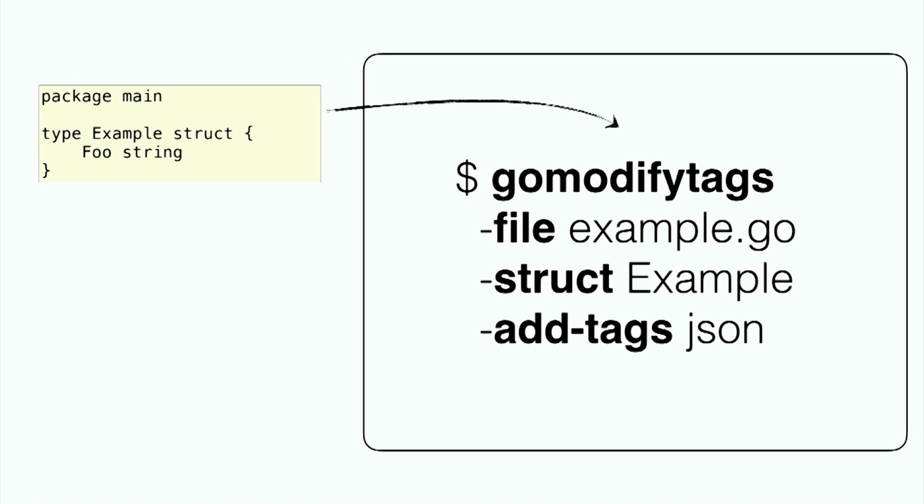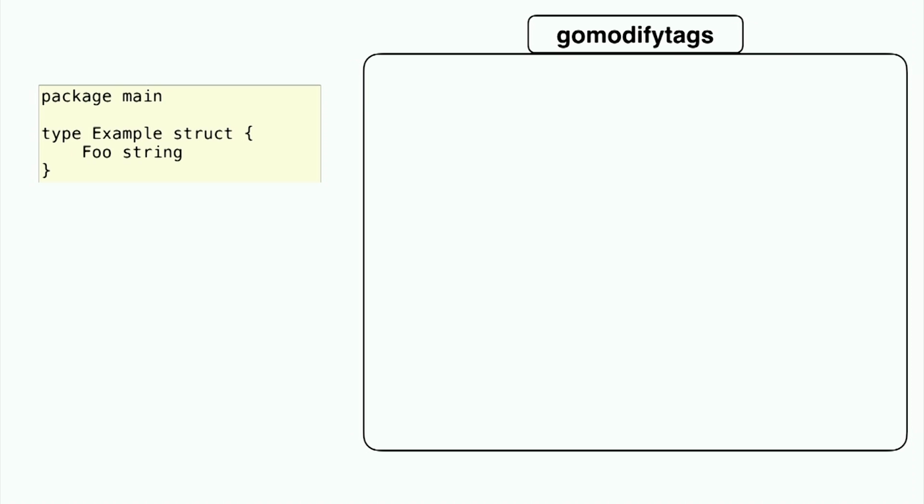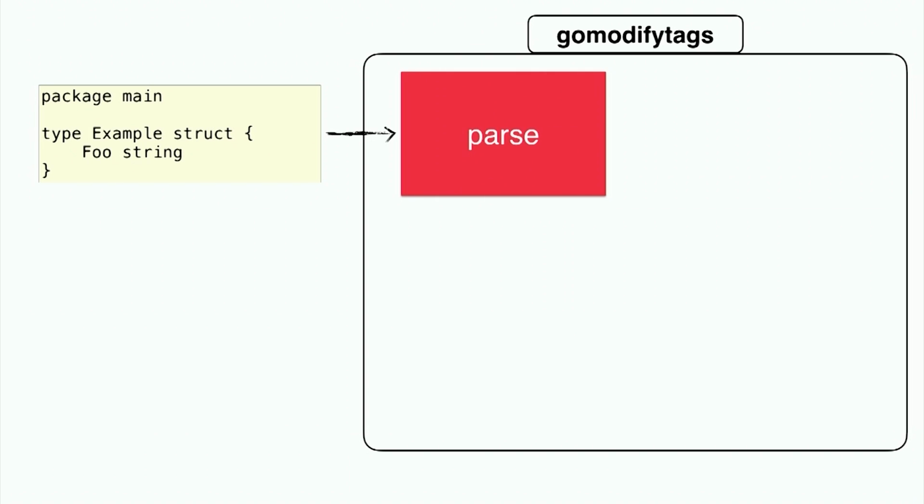So suppose we have this single file here, and then I call the tool with these three flags. I pass the file, I say I want to parse the example struct, and I want to add the tag JSON. So suppose this black box is the tool itself. We're going to start by parsing the content. This is the first step.